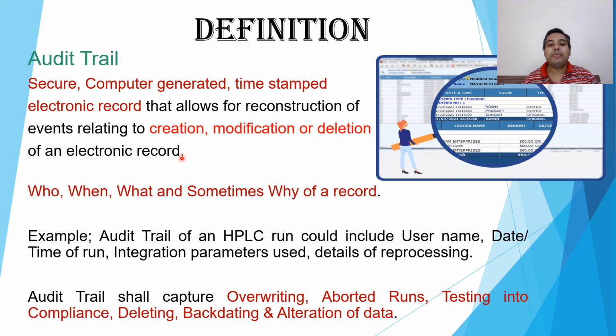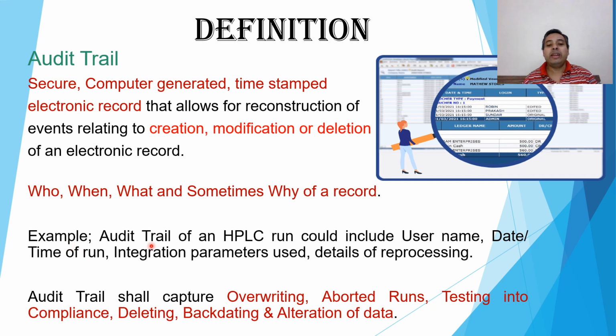In any GXP computer system, a robust audit trail should be present. Audit trail is a secure, computer-generated, time-stamped electronic record that allows for reconstruction of events relating to creation, modification, or deletion of an electronic record. Audit trail shall capture who performed the activity, when the activity was performed, what type of activity was performed, and sometimes why the activity was performed or the record was generated.